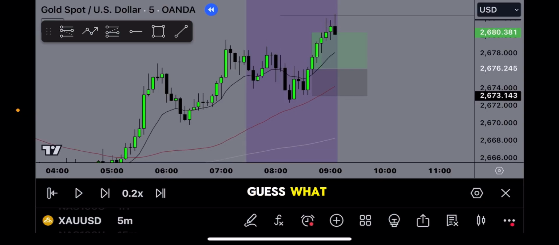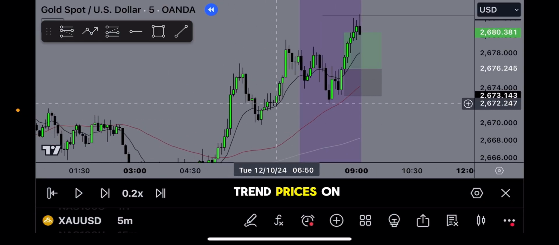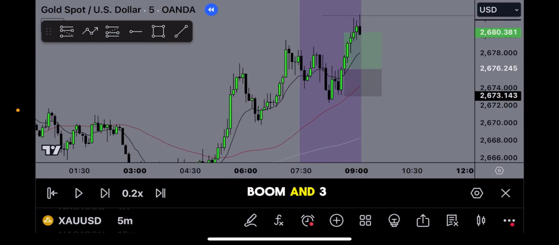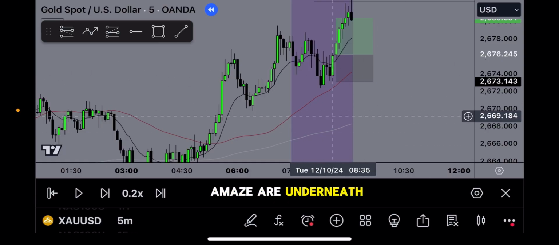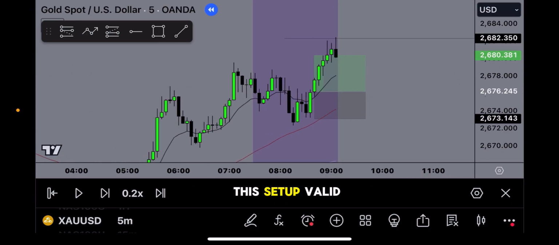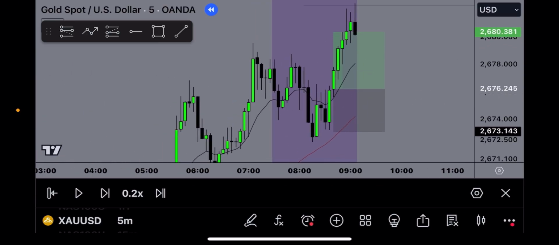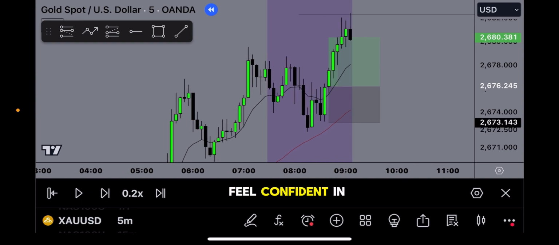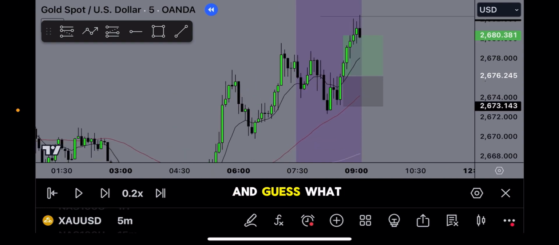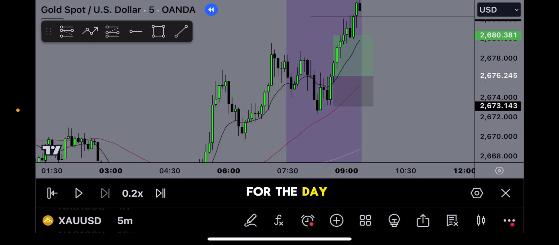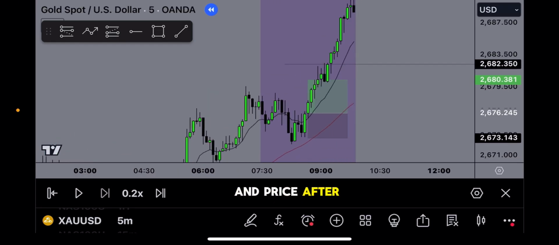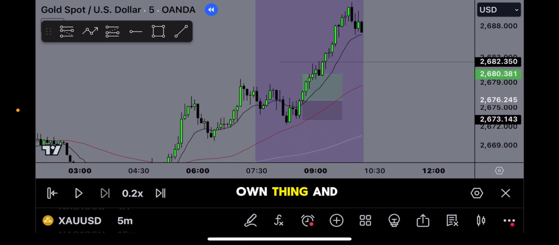And guess what? You're following the trend. Price is on an uptrend. Boom. And 3 MAs are underneath. So this makes this setup valid. Right? And that's why I felt confident in taking this trade setup. And guess what? It won. I was done for the day. And price, after that, was history. Kept doing its own thing.